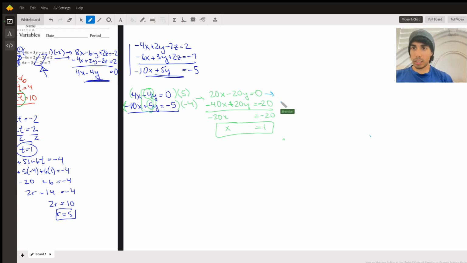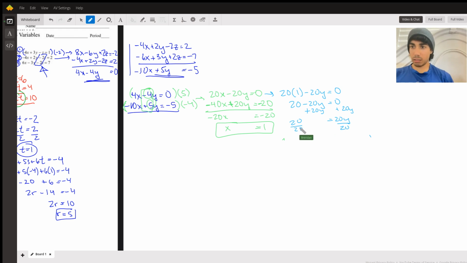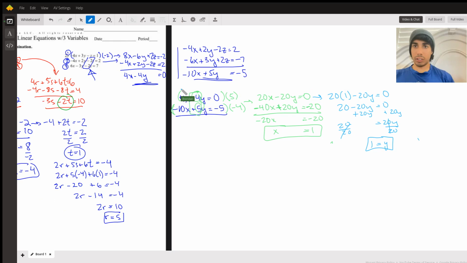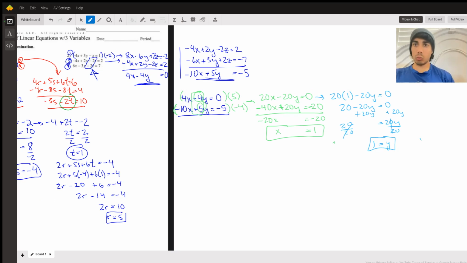So I've got 20x, plugging in 1, minus 20y equals 0. So that means that 20 minus 20y equals 0. I'm going to add 20y on both sides, and I get 20 equals 20y. Let's divide by 20, and you will get y also equals 1. All right, we got our x, we got our y. Let's go plug that back into the original. I'll plug it back into equation 1.